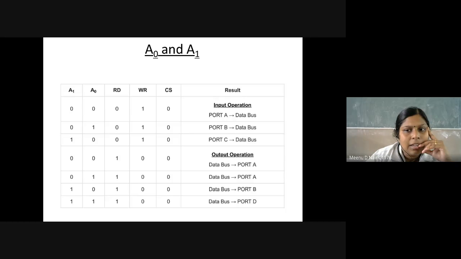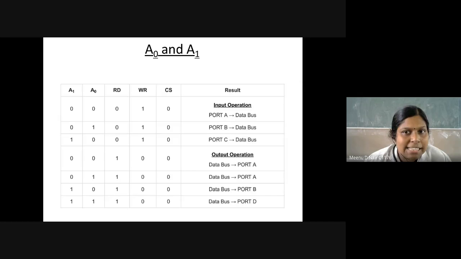Then now it is a read operation. If it is 0 0, whatever data is on the data bus is read by the processor. This is for port A. 0 1 is data bus to port B. 1 0 is port C, and 1 1 is not port D, that is nothing but the control word.